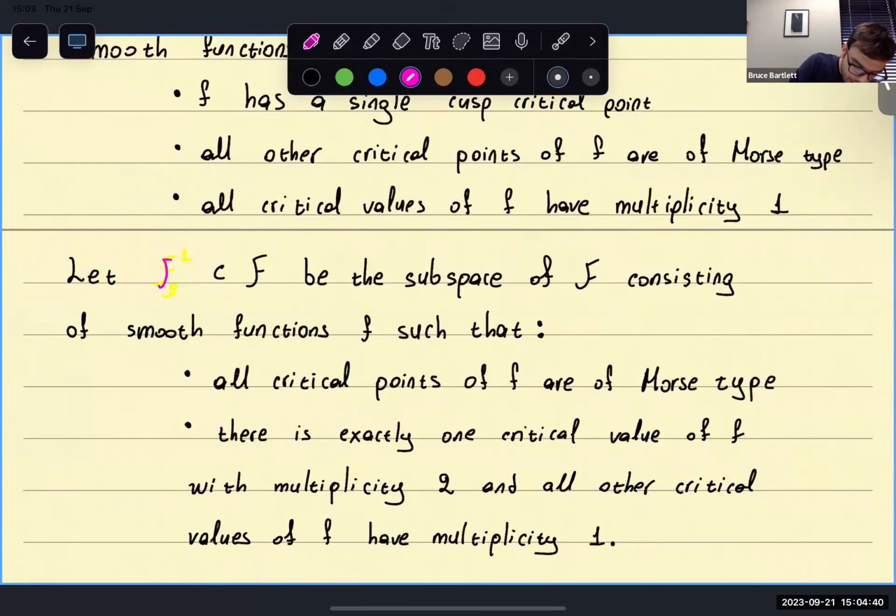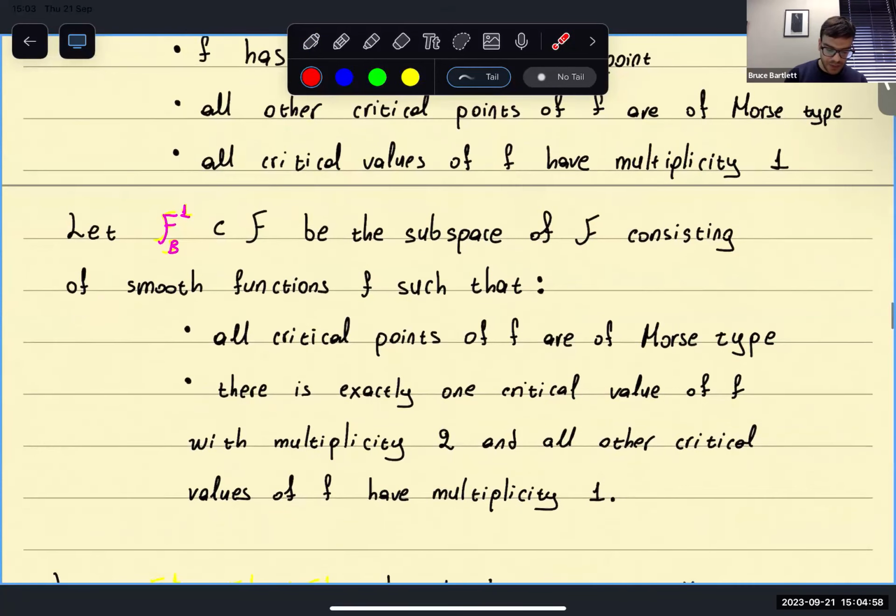F1 beta. Those are precisely the Morse functions that fail to be excellent Morse in the nicest possible way. So these are all those functions which have all their critical points of Morse type, and they're going to have exactly one critical value with multiplicity 2. So exactly two critical points with the same critical value. Okay, that's F1 beta.